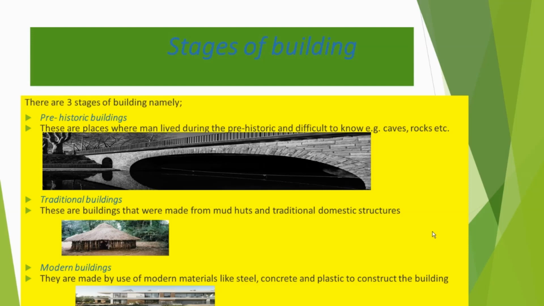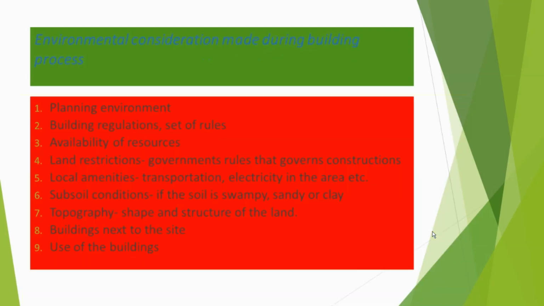Then they evolved into the second stage, which is the traditional buildings, where they built the buildings using mud, arts and traditional domestic structures. Then the last stage we have the modern buildings, where they used modern materials such as steel, concrete, and plastic to construct the buildings.